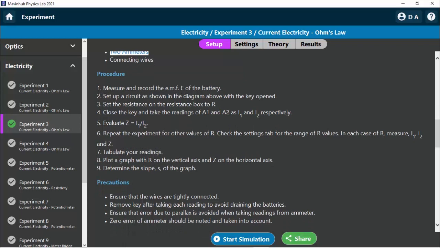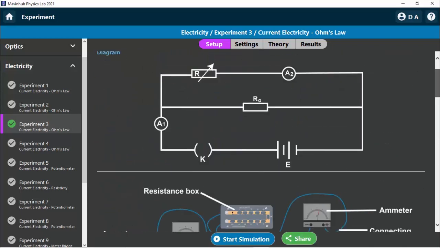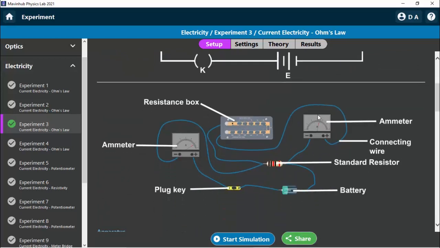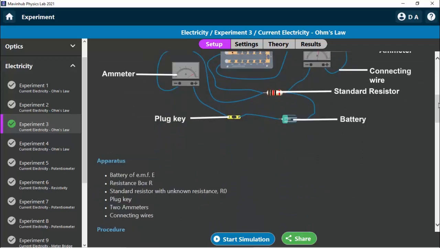Here we have the procedures. The first thing you need to do is to measure and record the e.m.f of the battery. Since we know that our e.m.f is 1.5 volts each, altogether we have 3 volts e.m.f. e.m.f stands for electromotive force. Number 2 is to set up a circuit as shown in the diagram above with the key open. So in other words, you need to connect the wires like this in this particular format. Let us continue with the procedures.